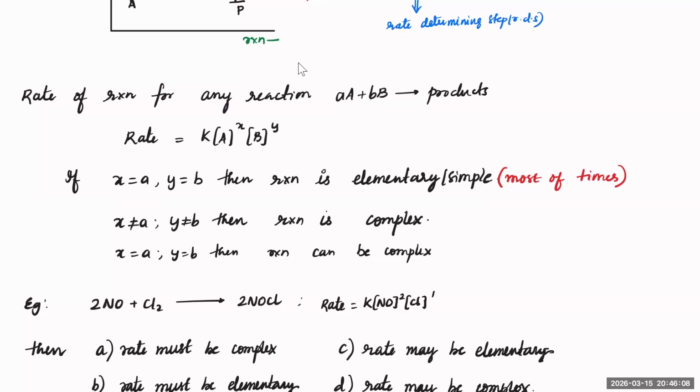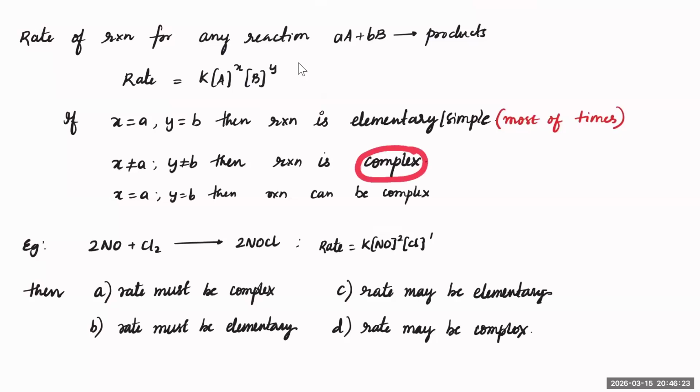Okay. But if I say the reverse way, that if there is an elementary reaction given, then A has to be equal to X and B has to be equal to Y. Got it? But if it is a complex reaction, that means X may or may not be equal to A. Got it? But in the case of elementary, we can definitely say the order of the reactants will always be the same as the stoichiometric coefficients. Clear?